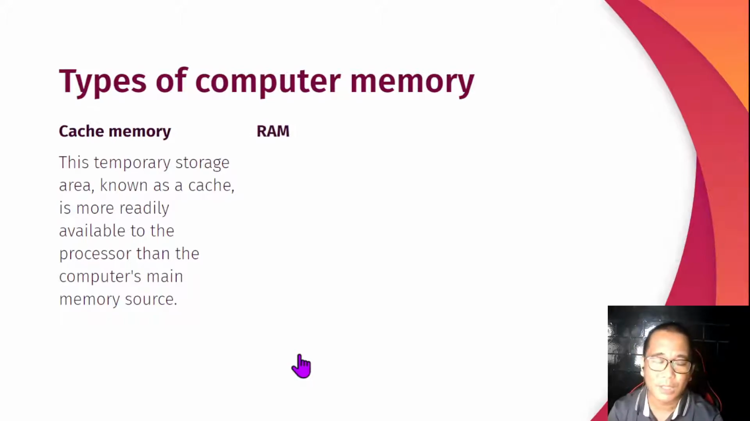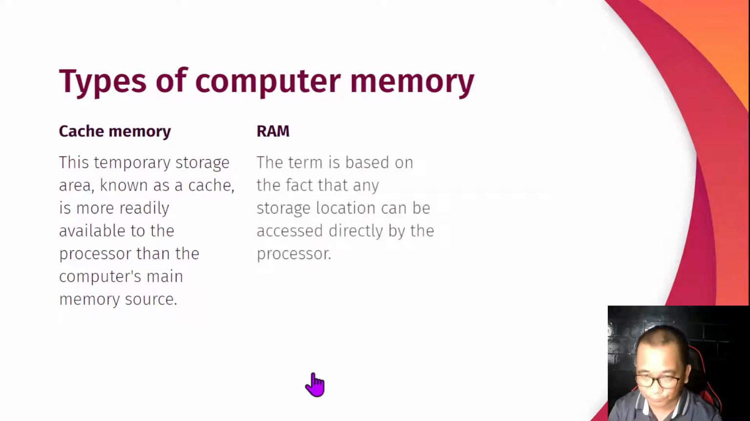Okay, the next one is what we call the RAM or the Random Access Memory. The term is based on the fact that any storage location can be accessed directly by the processor. Ayun. So ito yung sinasabi ko kanina na from the processor. Ang kanyang laging kino-call out, ang kanyang laging ina-access for some information or some data is what we call the RAM. Directly na dyan nakikipag-communicate si processor for certain information.